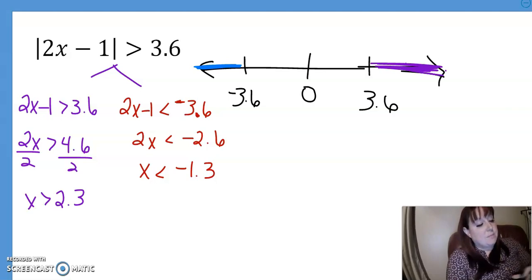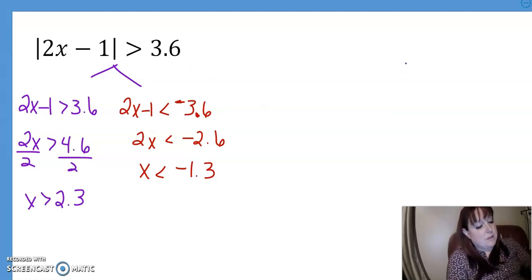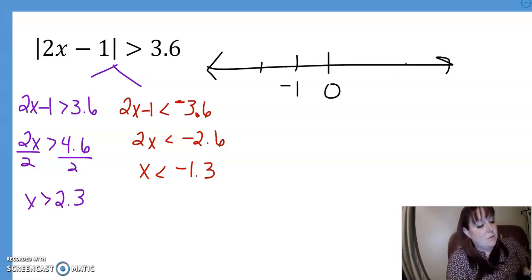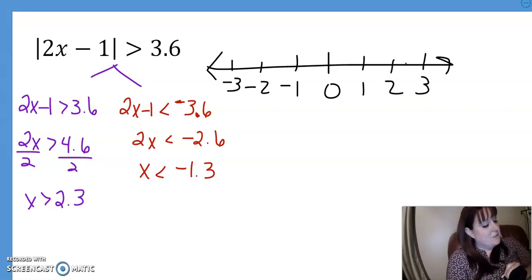So to graph that, we have a beautiful number line here. Oh, much better than my last one. Okay, I have 0, negative 1, negative 2, negative 3. And so we're going to have to be greater than 2.3. And I'm going to do an open circle because I'm not going to be equal to 2.3, but I'm going to be greater than it. So I go that way. Or less than negative 1.3, and again I'm going to leave an open circle and I'm going to go this way. So that's my graph.